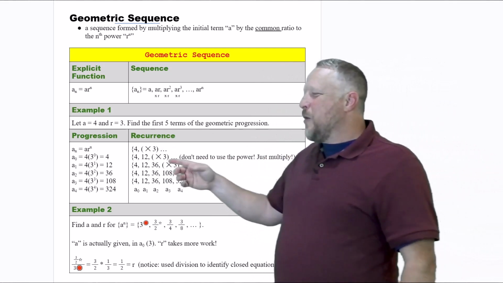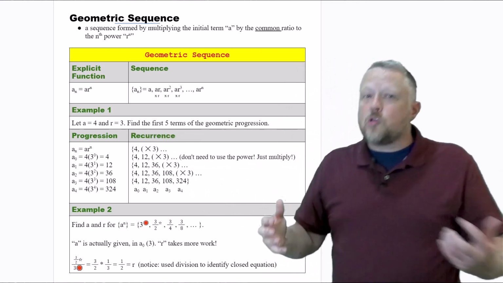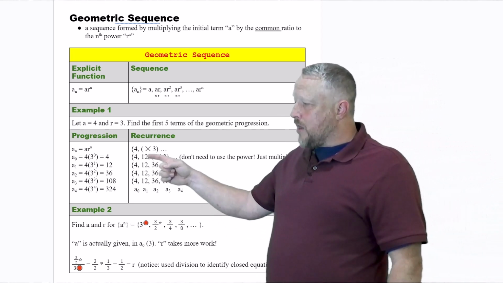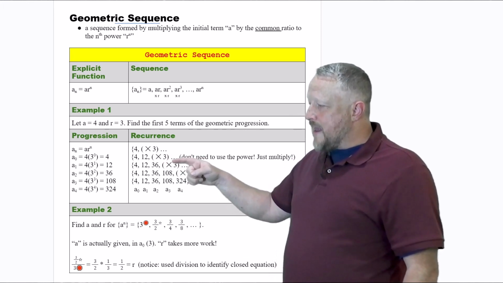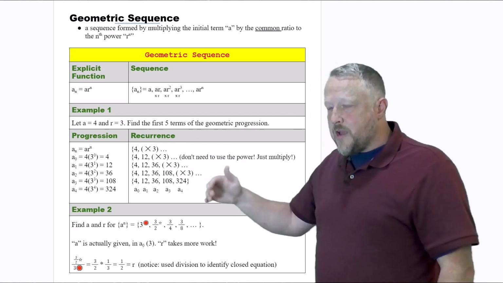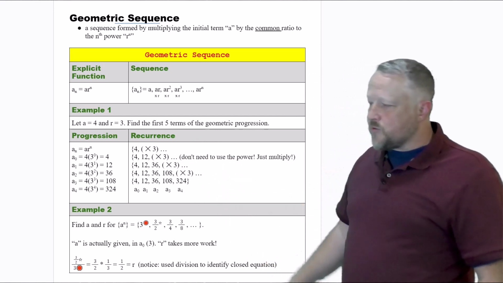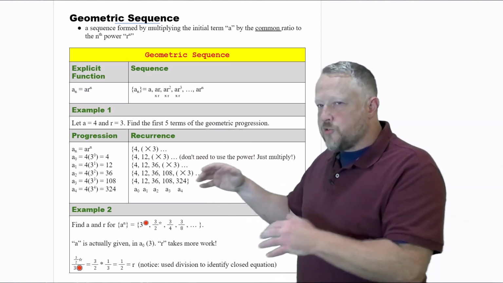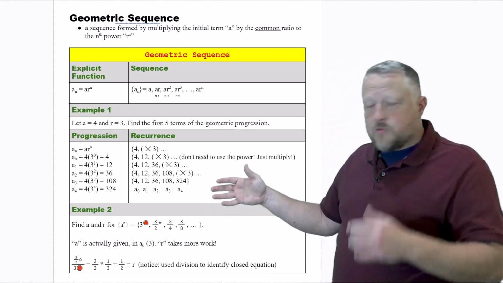So anyway, we're going to multiply that by our common ratio, which is stated to us by r. That's going to be multiplied by 3 in order to get 12. Then I'm going to use that 12, multiply it by 3 to get 36. So again, I'm using the number ahead of me to help me out with the next one. 36 times 3 is 108, and 108 times 3 is 324. So in the recurrence, I am using the previous number to help me figure things out. And sometimes this is quicker.